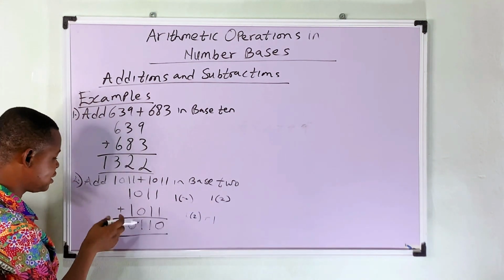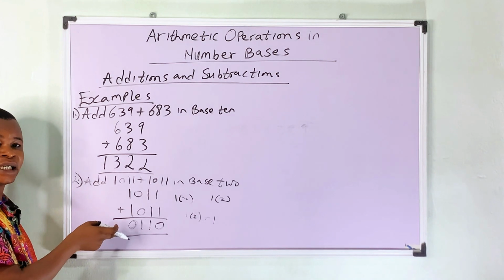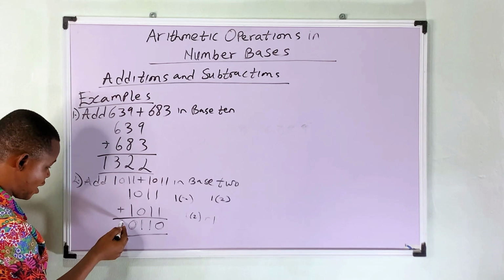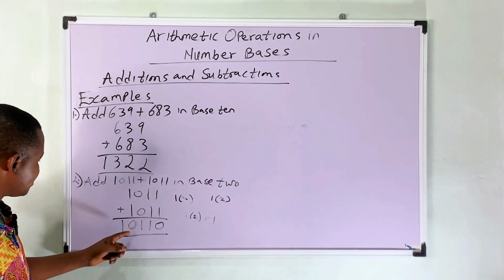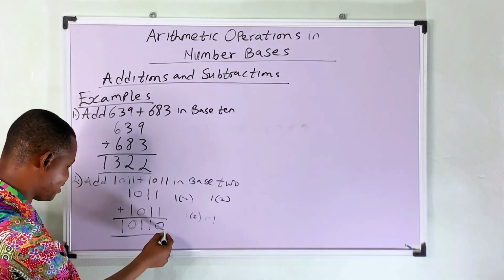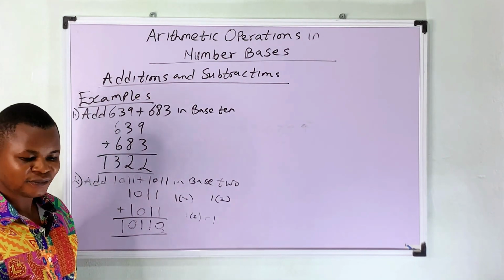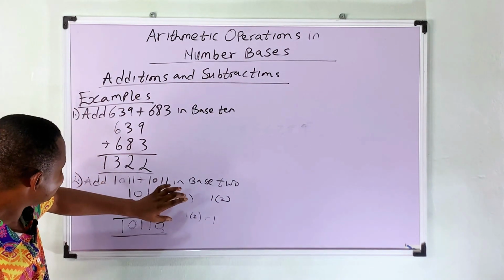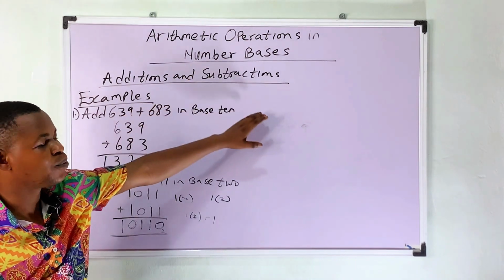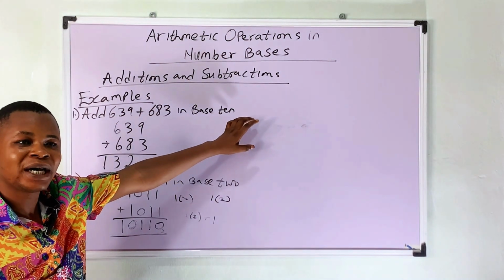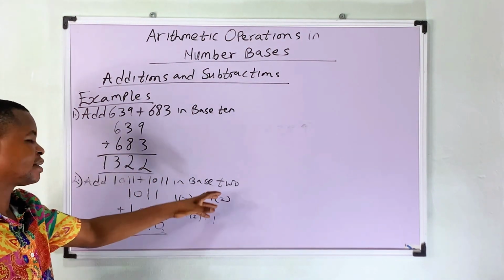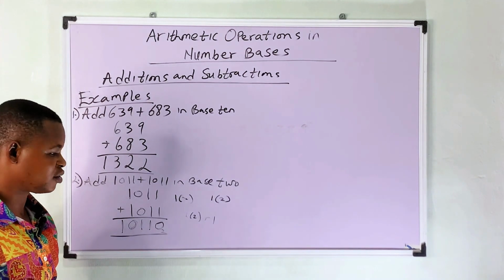Then, since this is the last arithmetic operation in this context, we bring down the one that we kept outside here. Then our answer is 10110 in base 2. If you see the same context of base 10, when you want to keep one outside, you turn that one into a set of 10. But in base 2, it is a set of 2, and so on and so forth.